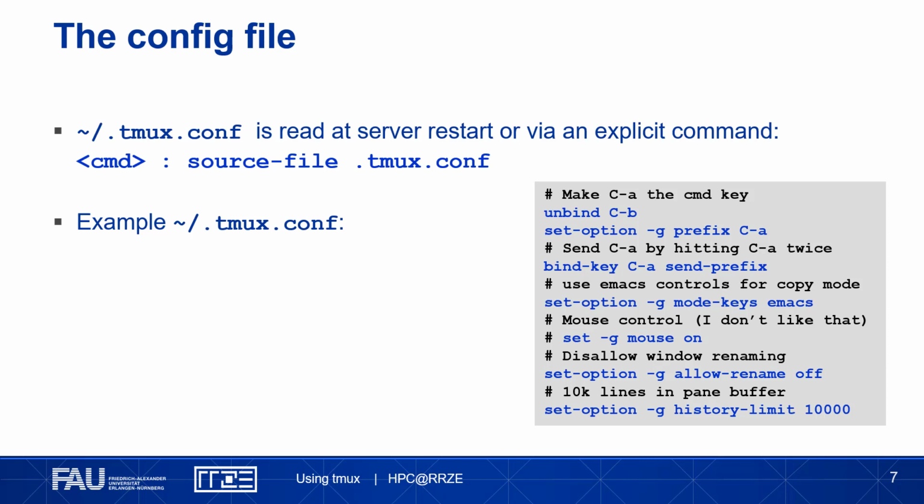And finally, there is a default limit for the number of lines that a pane buffer remembers. I think it's a few thousand lines. So with this option, set-option -g history-limit 10000, I'm setting it to 10,000 lines. Each single pane in my setup of tmux will now remember 10,000 lines of history.